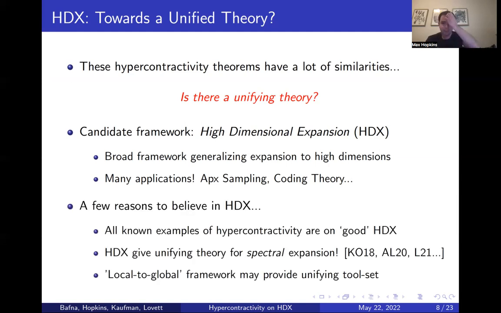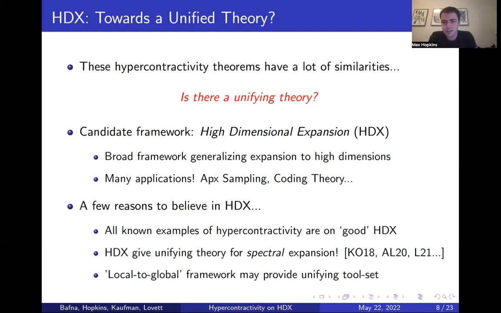Before giving you the version of our main result, let me give you a few reasons to believe why HDX might be a good framework to view hypercontractivity and small set expansion through. The first is an essentially trivial observation: basically all known examples we have of hypercontractivity are in fact on good high-dimensional expanders. This includes things like the hypercube, the Grassmann, all these examples that I was talking about before.